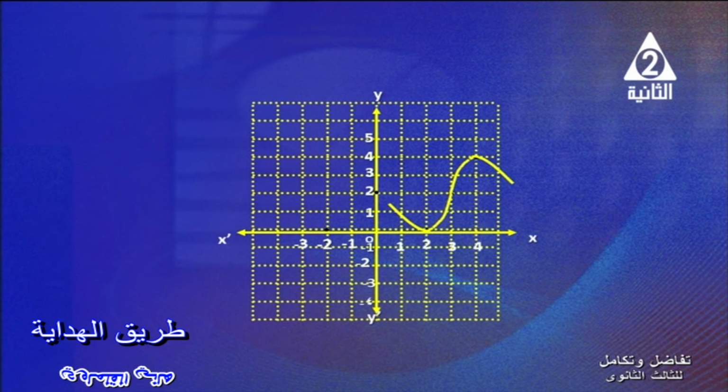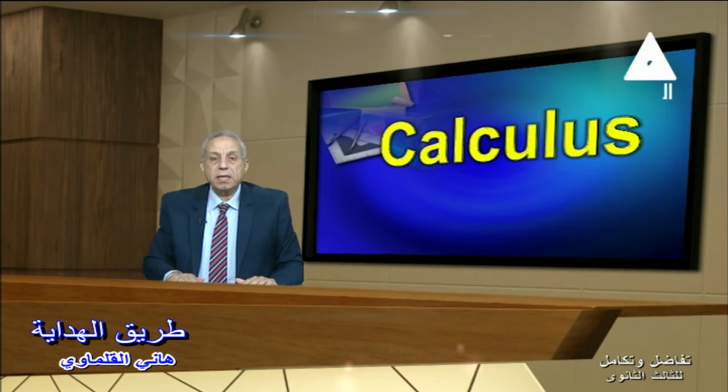We can draw the curve of this function as follows: the curve is decreasing from negative infinity to 2, increasing from 2 to 4, and decreasing from 4 to infinity. The curve is convex upward in the open interval (negative infinity, 3) and convex downward in the open interval (3, infinity). The curve has a local minimum at the point (2, 0), a local maximum at (4, 4), and the curve has an inflection point at the point (3, 2).